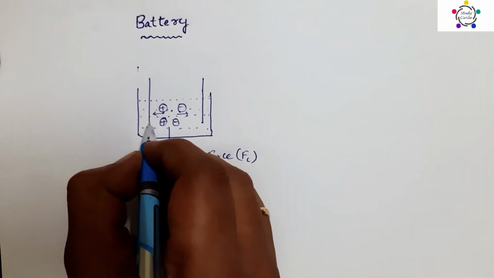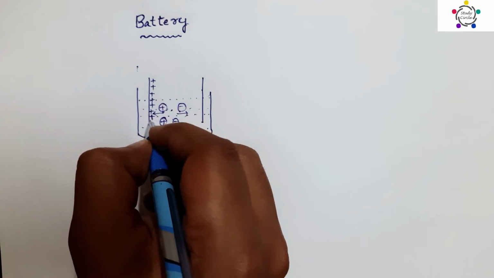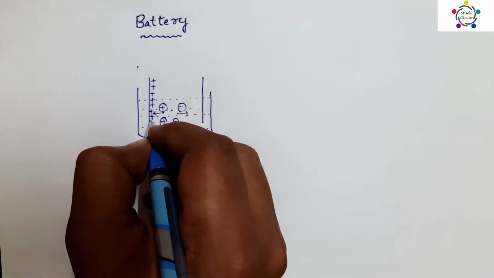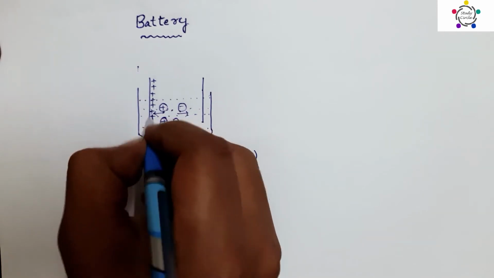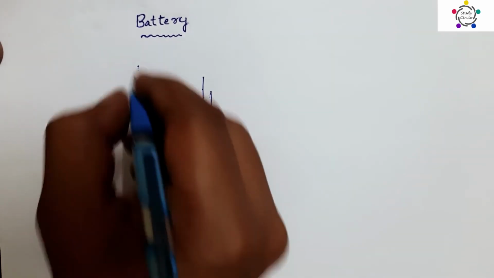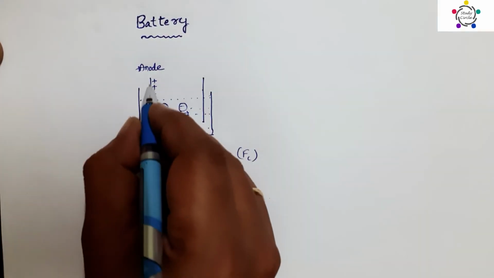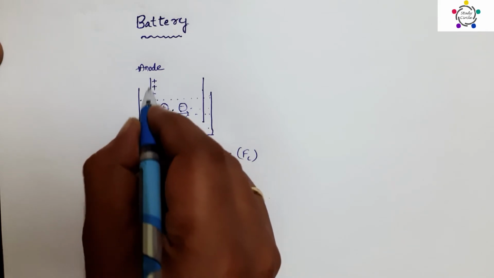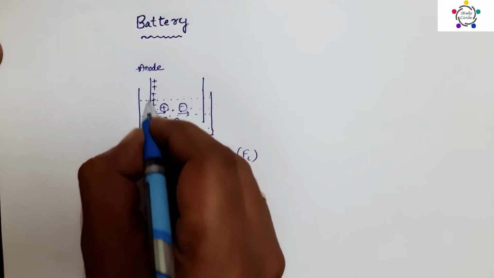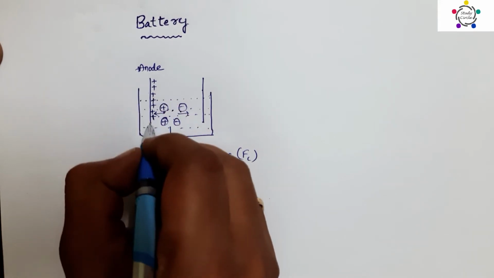Depending upon the nature of the electrolyte, the positive ions move towards one of the plates and accumulate on that plate. As a result of accumulation of positive charges, the electrode becomes more positive. This electrode is called anode.